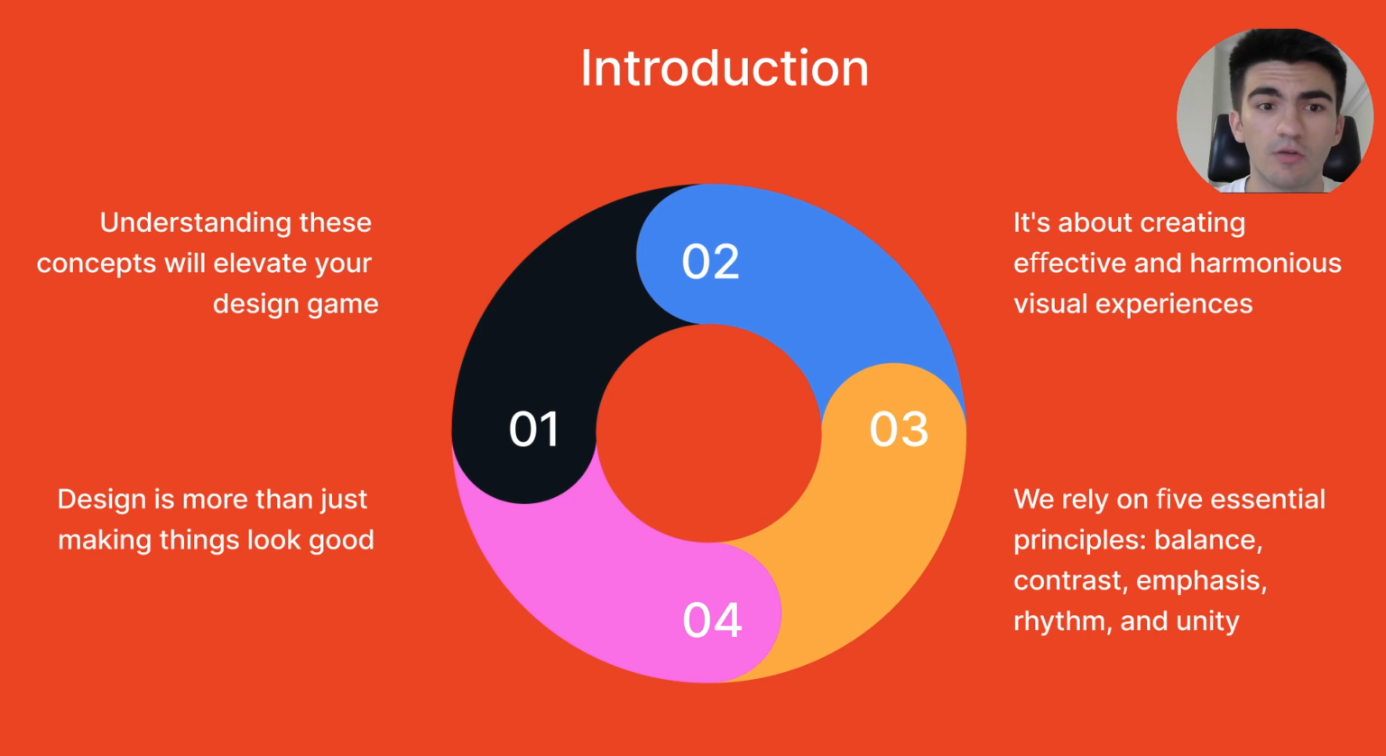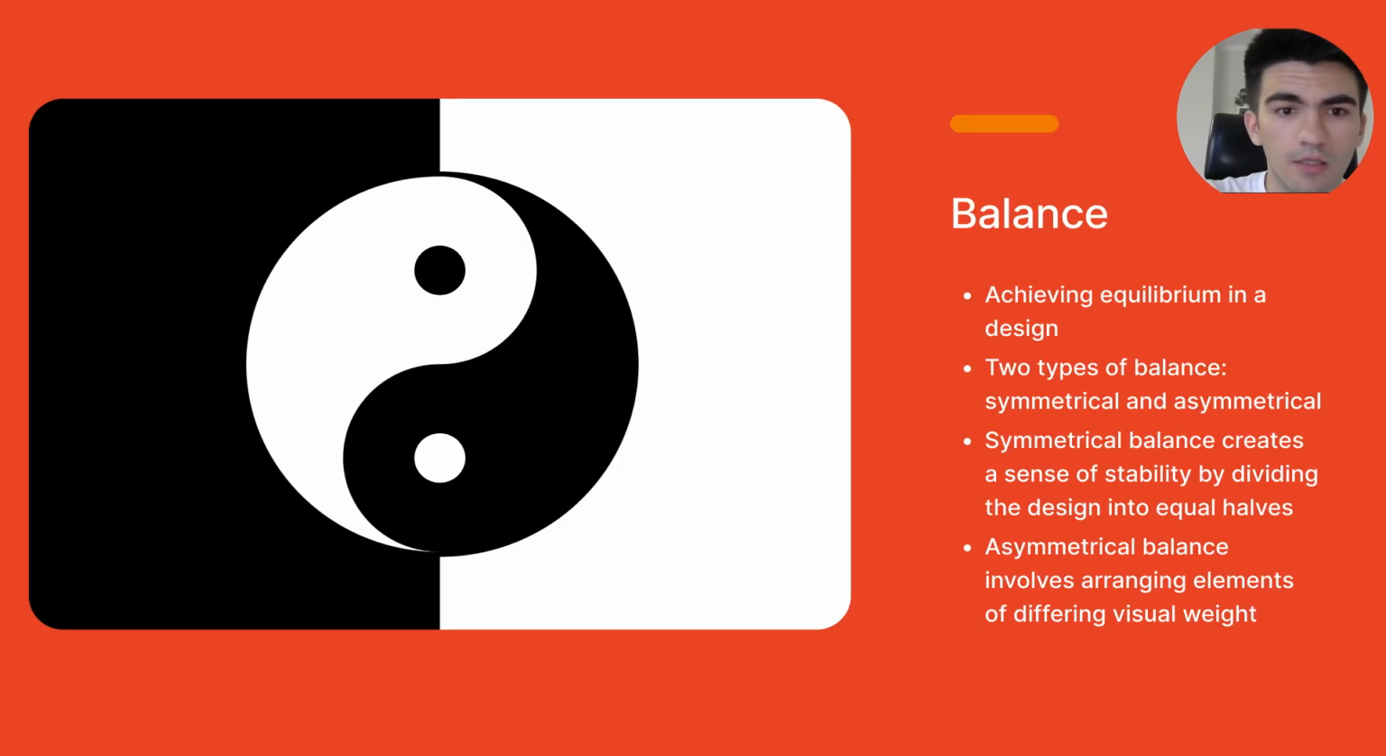To achieve this, we rely on five essential principles: balance, contrast, emphasis, rhythm, and unity. Balance is all about achieving equilibrium in a design. There are two types of balance: symmetrical and asymmetrical. Symmetrical balance divides the design into equal halves, creating a sense of stability.